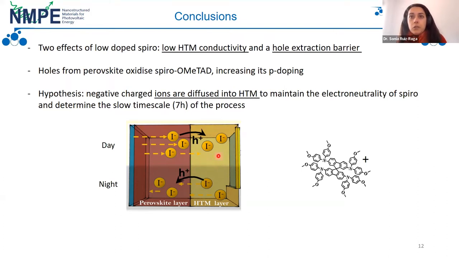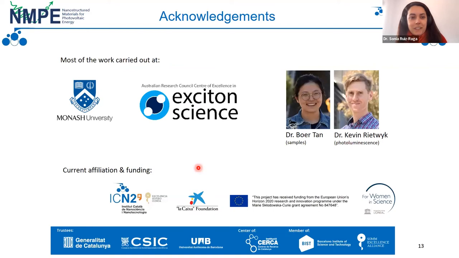But we need to maintain the electroneutrality. So our hypothesis is that the negative charge ions are slowly diffusing into the HTM to compensate the charges. And this slow diffusion is what's causing it to need 7 hours to complete the process. So, okay, that's the end of my talk. Thank you for your attention.